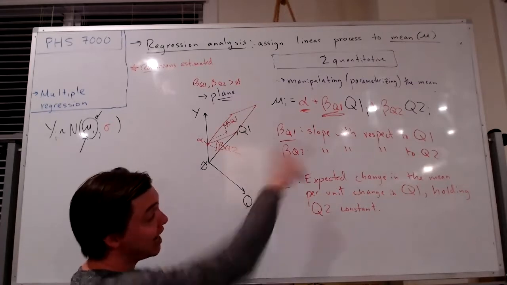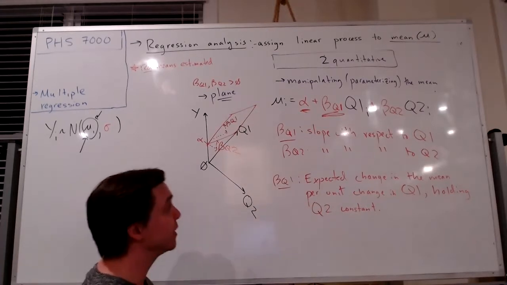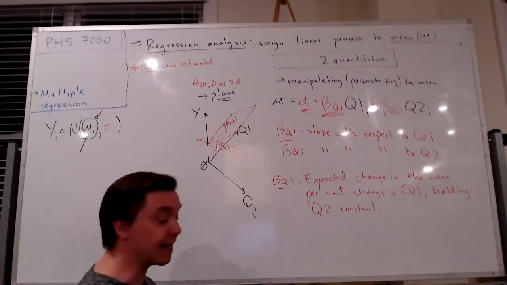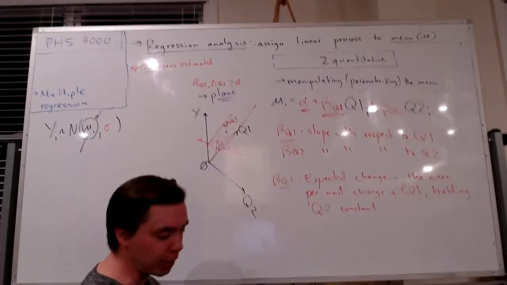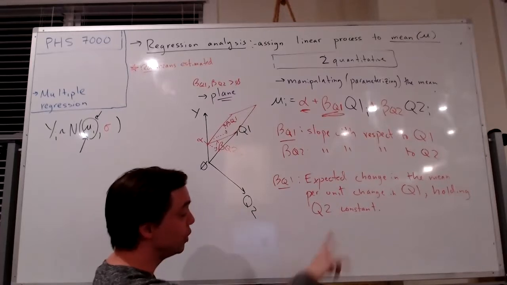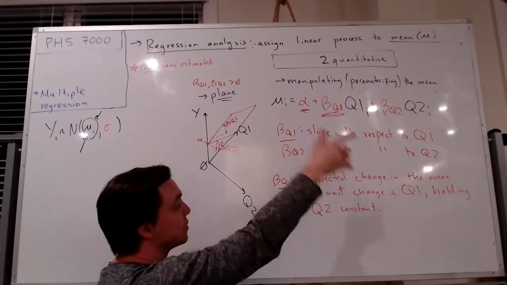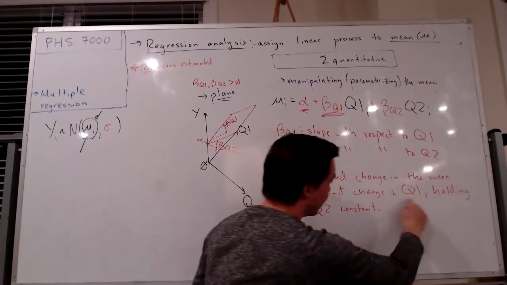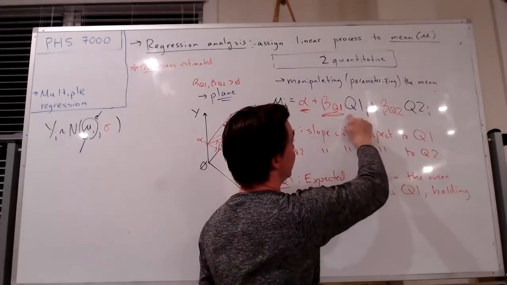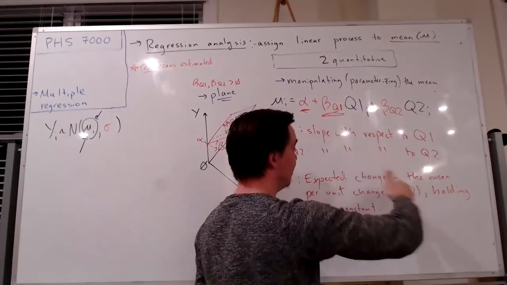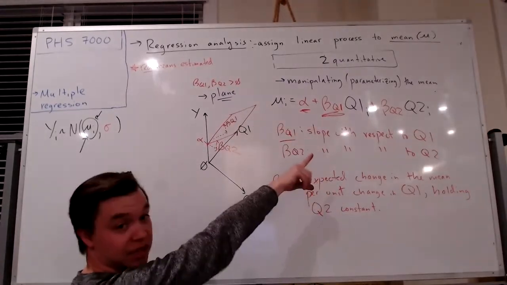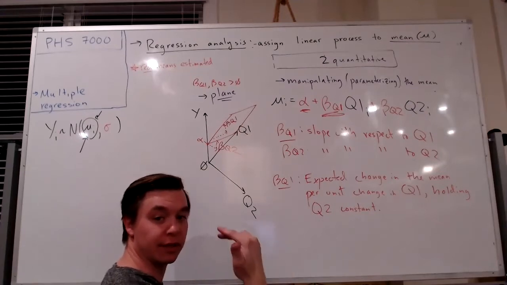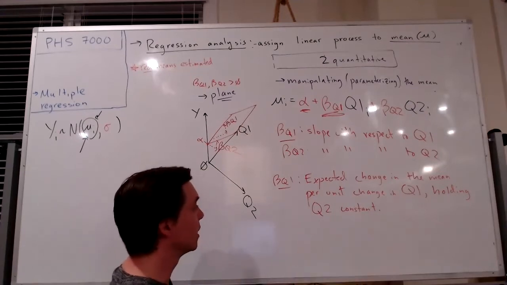By the way, what happens if you add a third quantitative variable? It becomes a hyperplane, and I cannot draw that for you. Cannot draw a hyperplane because it's in more than 3 dimensions. But you would then say the expected change in the mean per unit change in your variable, that's the slope with respect to, holding all other variables constant. Here we just have one, so we can say holding Q2 constant.